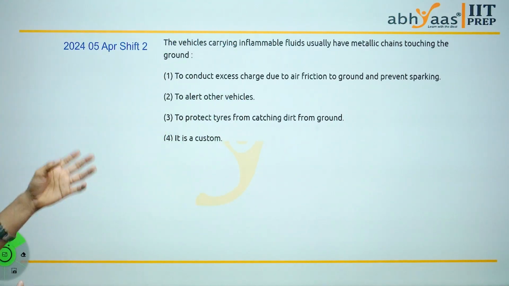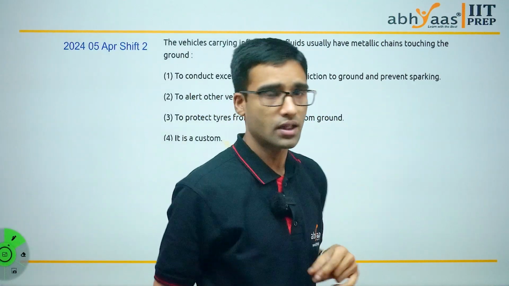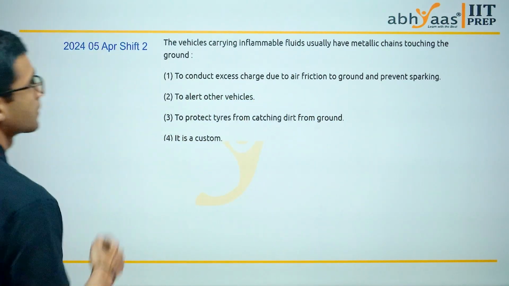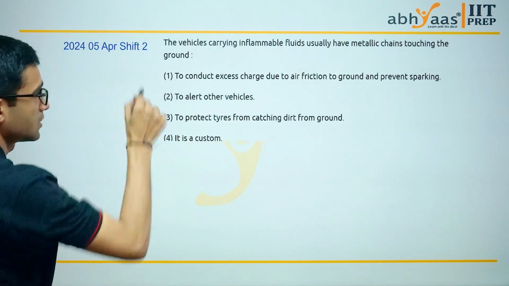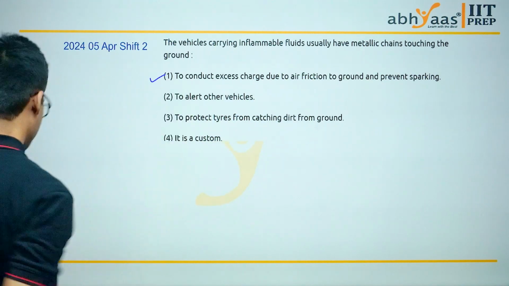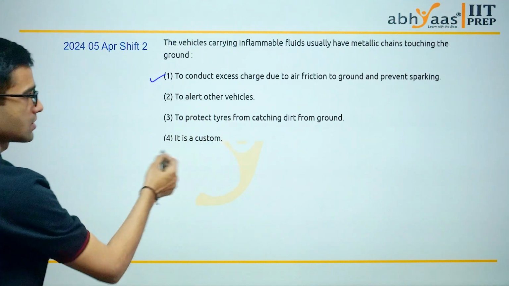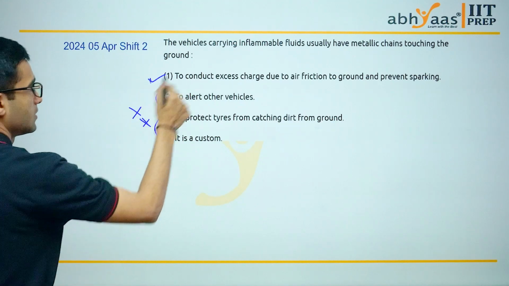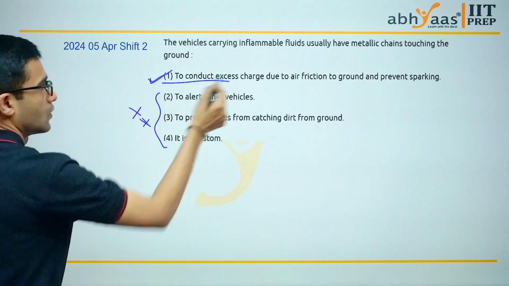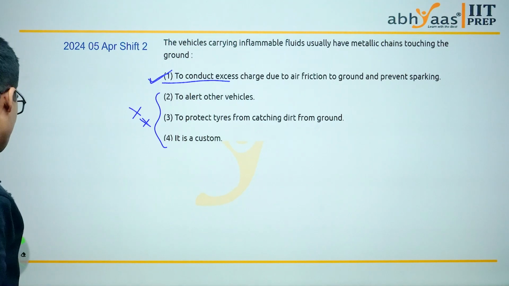So to avoid that, to conduct excess charge due to friction to the ground and prevent sparking, we carry inflammable fluids usually with metallic chains touching the ground. This is the answer. So it's a simple theoretical question. Other options also, you can see, nothing is irrelevant. So they are wrong. Only one thing is relevant, that is here. If you try to see the options, even if you don't know the concept, you can answer this.